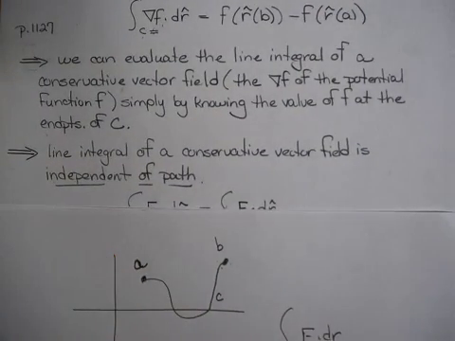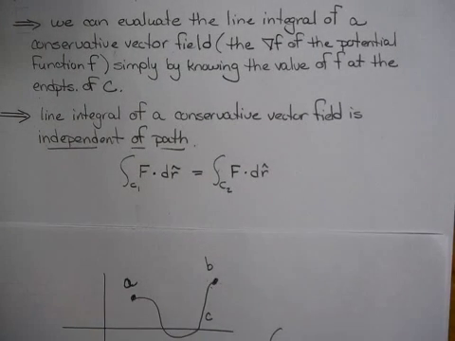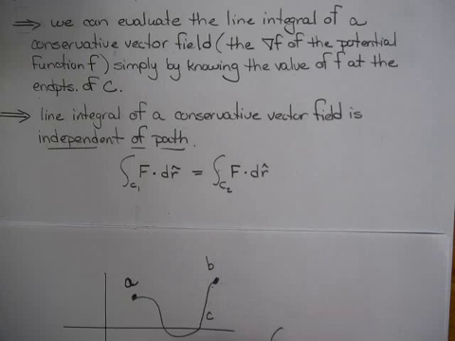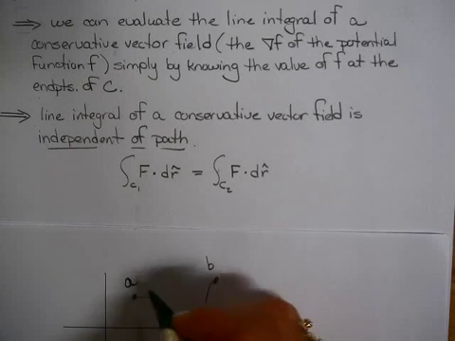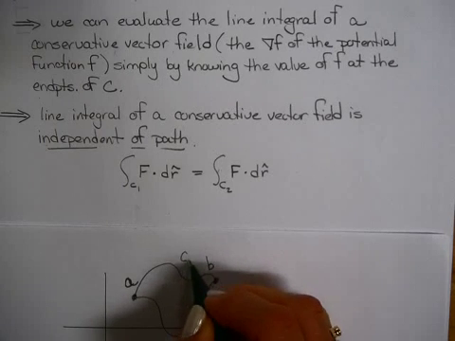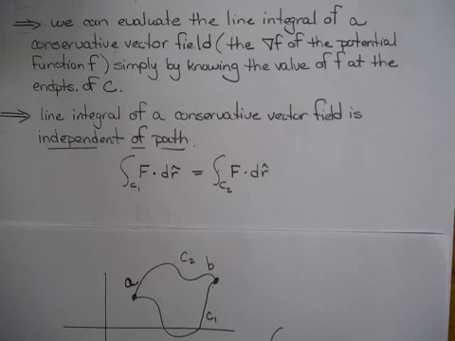Another consequence of this theorem is that the line integral of a conservative vector field is independent of path, which means it doesn't matter if you're going from a to b. If you have a conservative vector field, it doesn't matter if you go along path C1 or if you go up here along path C2. It does not matter. You will get the same number if your vector field is conservative. Again, this is where the other theory comes in. The vector field's got to be closed, it's got to be simply connected, it's got to be all this other stuff. For our purposes, we're going to assume it is all those things.